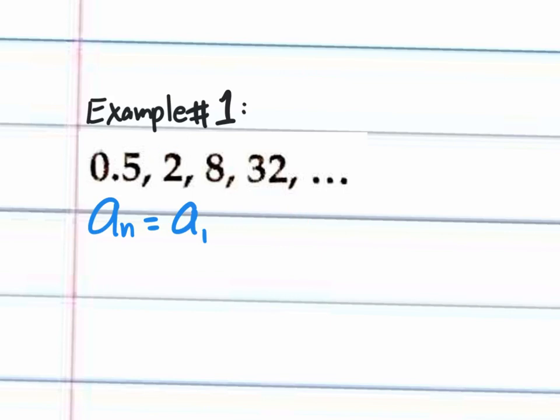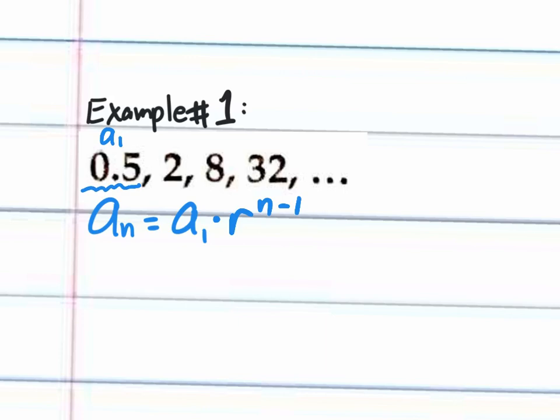But right here, we're not adding. What's happening from 2 to 8 or from 8 to 32? You're actually multiplying by a certain value to get to the next number. In other words, there's a common ratio right here. You're not adding that common ratio, you're not subtracting it, you are multiplying it. So that's why the formula goes a sub 1 times r to the n minus 1 power. Your a sub 1 term happens to be 0.5 in this case.